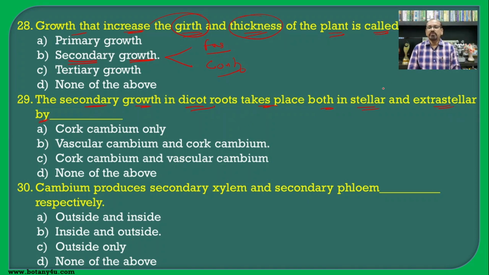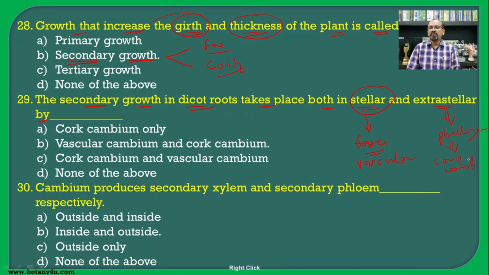So we just have to remember that in the stellar region there is the activity of the fascicular cambium. Fascicular cambium is also known as the vascular cambium, and the extrastellar secondary growth is carried out by the phellogen, which is also known as the cork cambium.